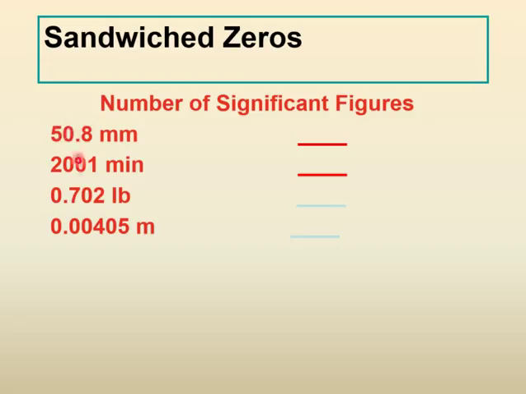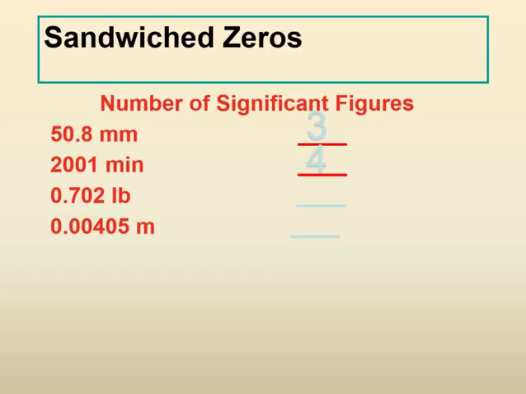There's 1 sandwich in here. We have 2 sandwiched zeros in between the 2 and the 1 in this value. There's 1 sandwiched 0 here and 1 sandwiched 0 here. Notice these are zeros, but again, these are leading zeros, and we just established that those are never significant. So first value, 3 significant figures.